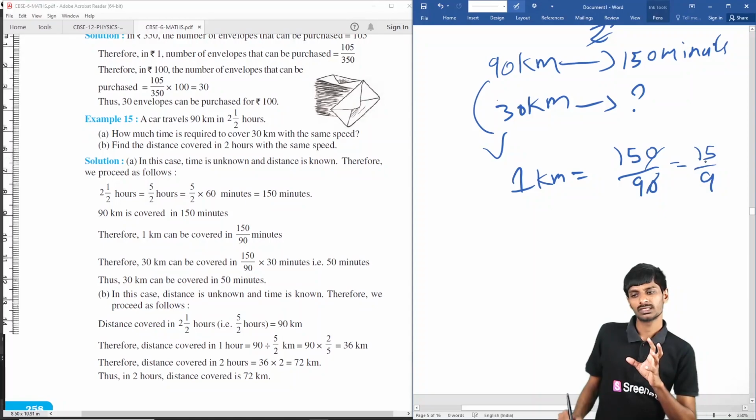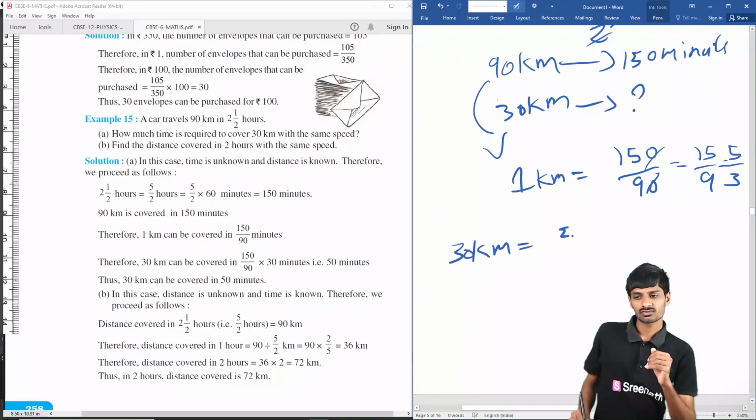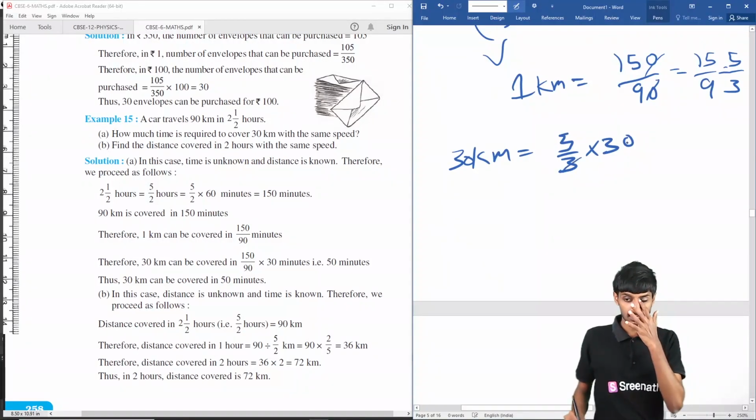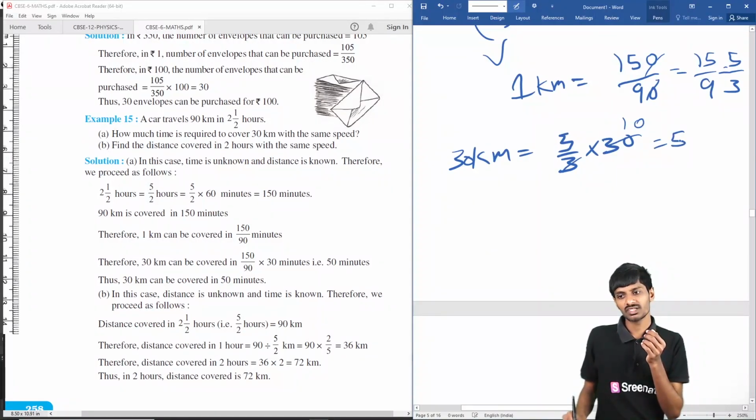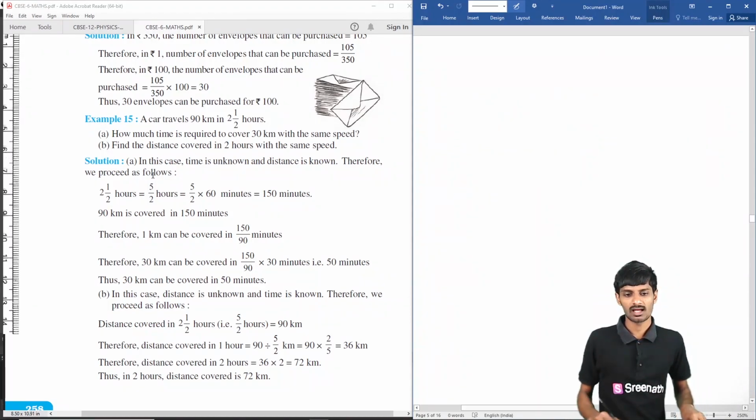Just put it like that, or you can do 5 by 3: 5 threes and 3 threes. Now for 30 kilometers, it is 5 by 3 into 30. The 3 cancels into 30, 10 times. So it takes 50 minutes. First conversion completed.